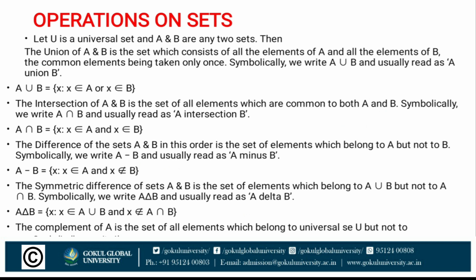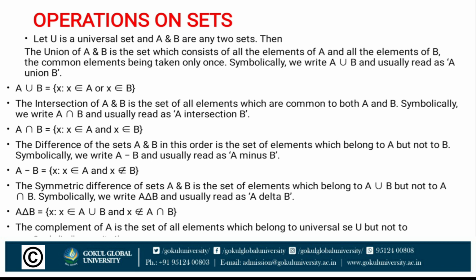Operations on sets. Suppose that U is a universal set and A and B are any two sets. Then the union of two sets, A union B, is equal to the set of X where X is in A or X is in B. Similarly, the intersection, A intersection B, is the set of X where X is in A and X is in B. Then the difference, A minus B, is the set of X where X is in A and X does not belong to B.